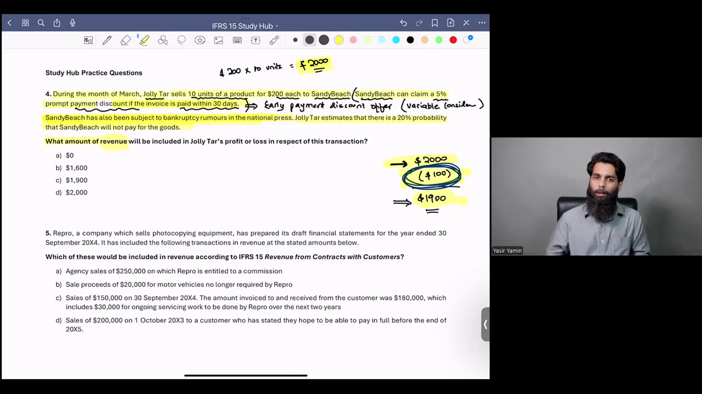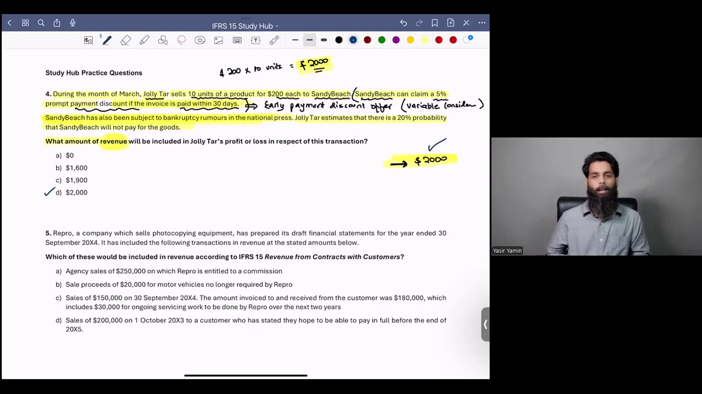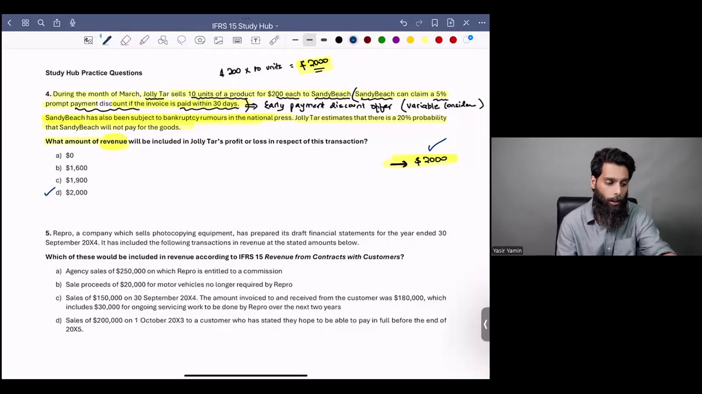Don't be too quick about it. I'm just asking you about revenue. Revenue is the contractual amount of consideration that you expect to recover. Do you expect to recover $2,000 or $1,900? Most likely the discount is not applicable, and therefore $2,000 is the relevant price. Make sense? I want an answer from everybody. Only if everybody answers will I be more comfortable.